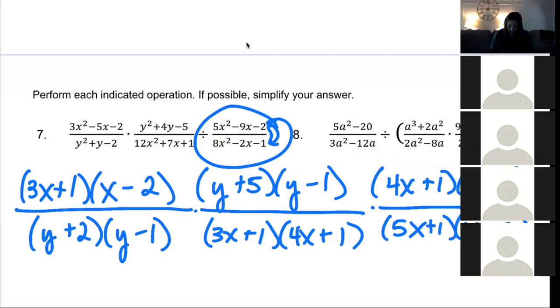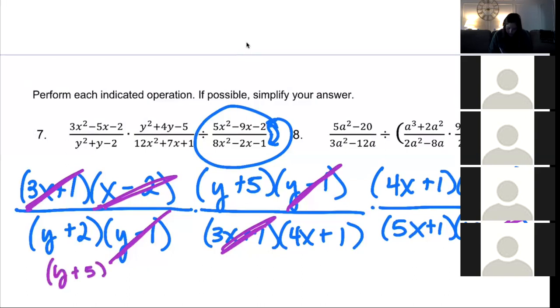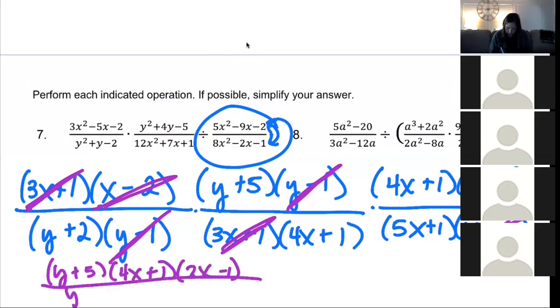And then last step would just be to cancel top and bottom. So see these x minus 2s, 3x plus 1s, and then y minus 1. I think that's all that I have. So I would write what's left over, which would be y plus 5, 4x plus 1, 2x minus 1 over y plus 2. Oh, I guess I didn't see these. These 4x plus 1s cancel.